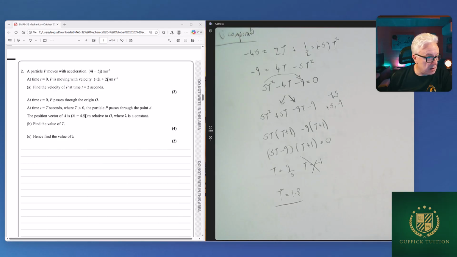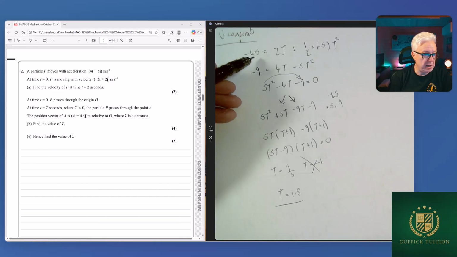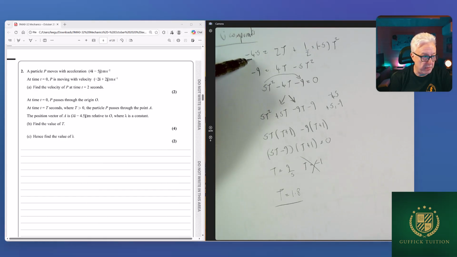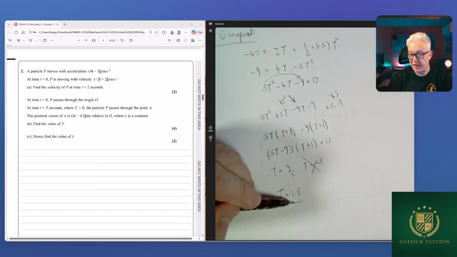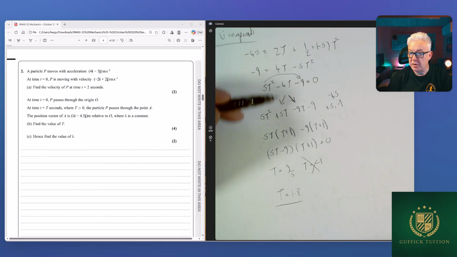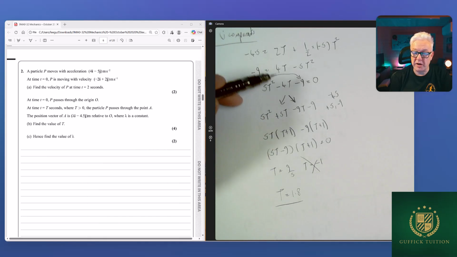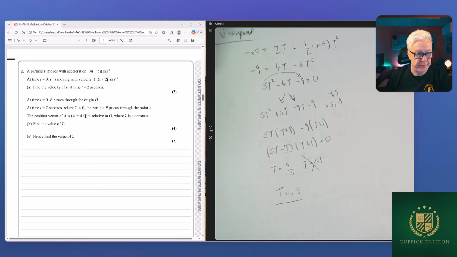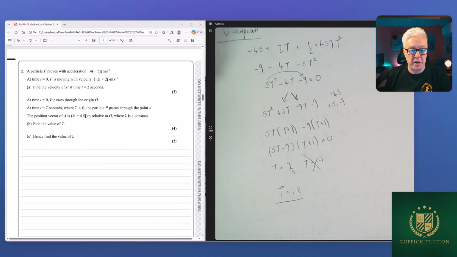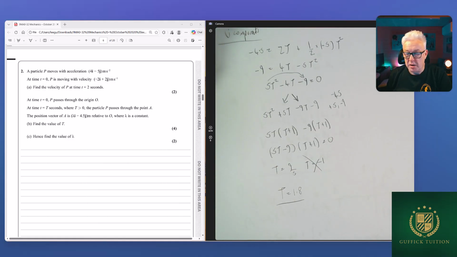So let's have a look, method mark. The method mark here is for recognizing that you need to put the J components equal to each other, okay? So if you basically got this, you're going to get your method mark. And then the accuracy mark is for that. So you don't have to do it. You would not lose a mark if you put that in your calculator. So just because I've done it that way, don't feel obliged to do it that way. It would be perfectly sufficient just to put that into your calculator.